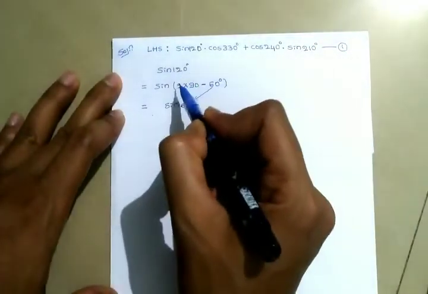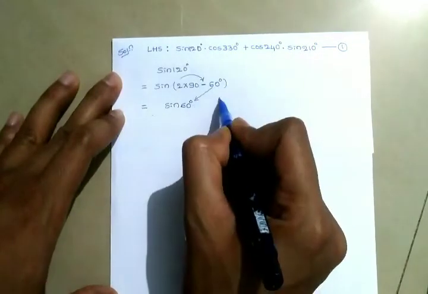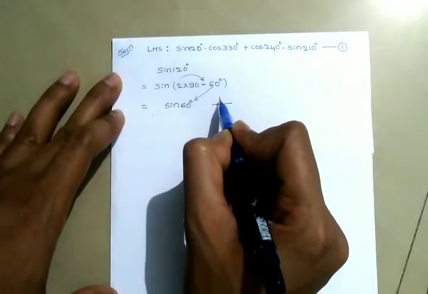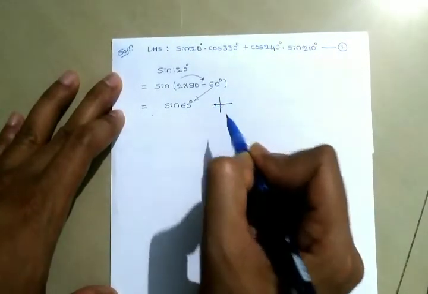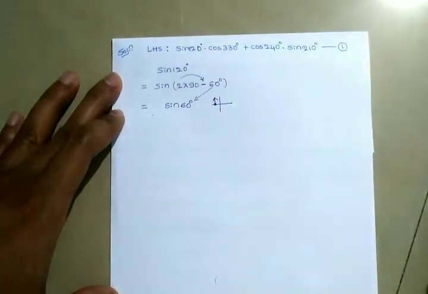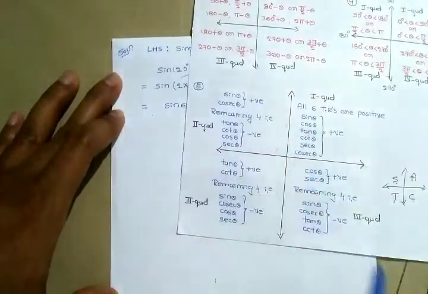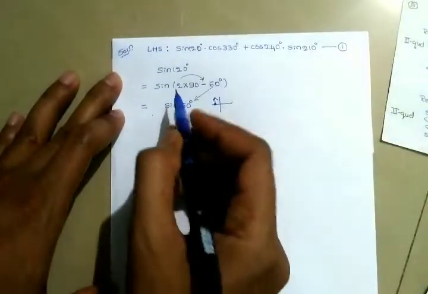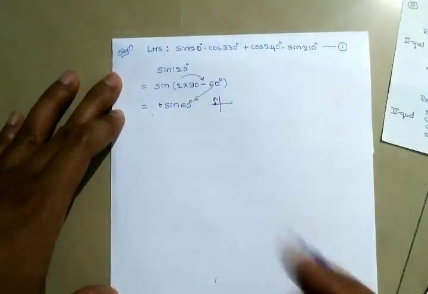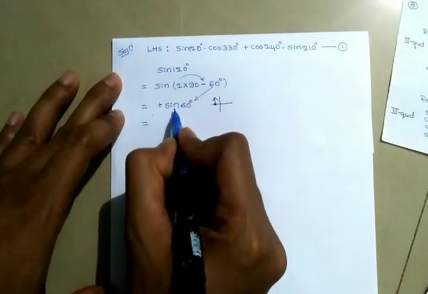Next, 2 minus is here, correct? Therefore here I am going to draw plus. I am going to start with 0: 0, 1, 2. 2 means 180 degree. Minus means it will go back to the previous quadrant. In the second quadrant, the sign is positive. Therefore I am going to mention plus.